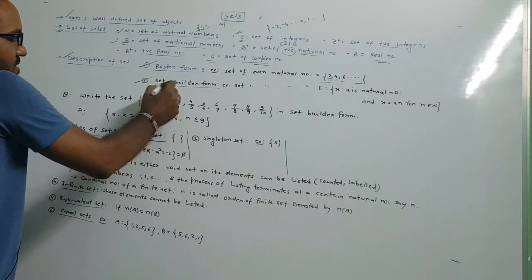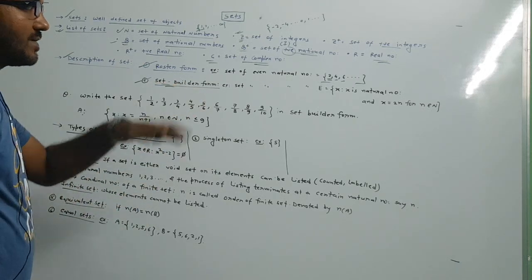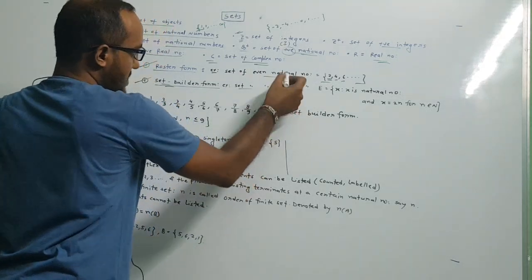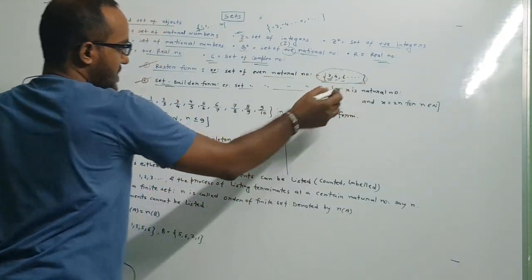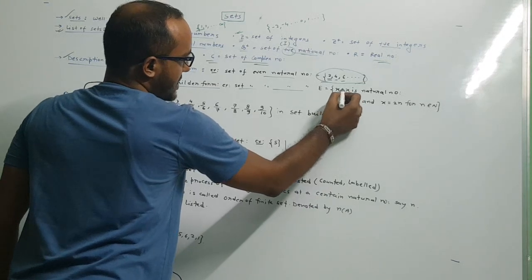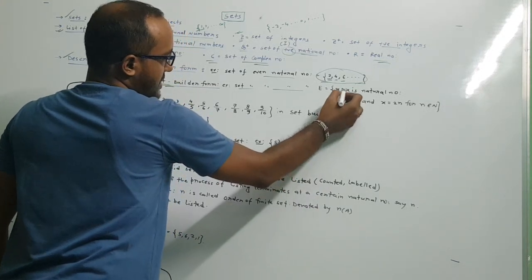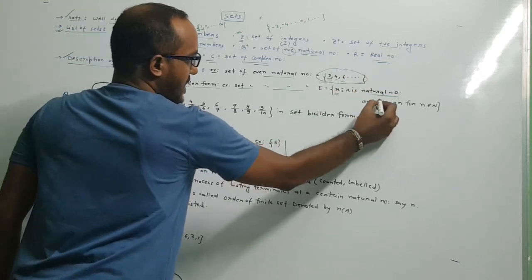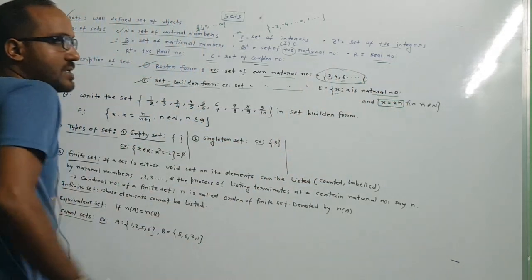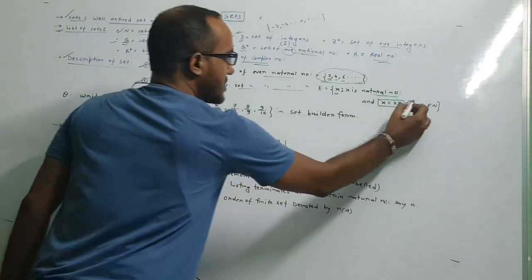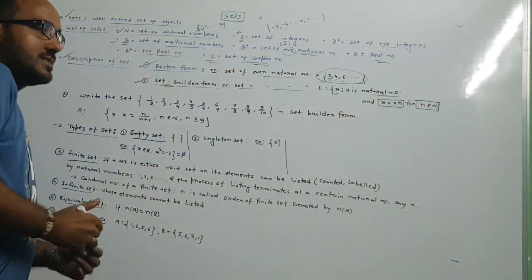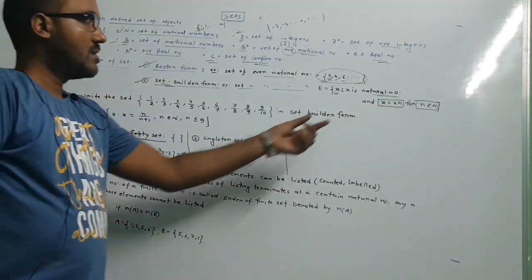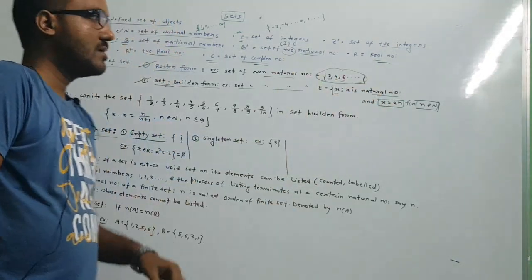It's very easy. Now set builder form is for definition. You have to write the definition with some equation. So the set of even natural numbers can be represented as: x such that x is a natural number. We have defined that x is a natural number, and what is the definition? The definition is x equals 2n, where n is a natural number.